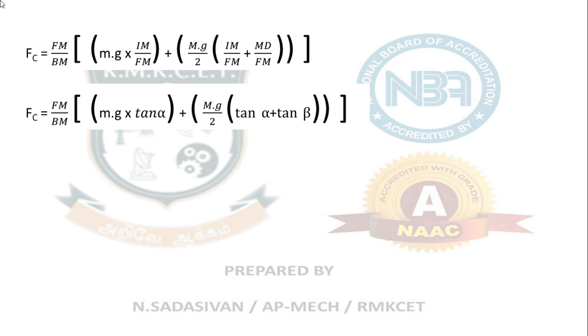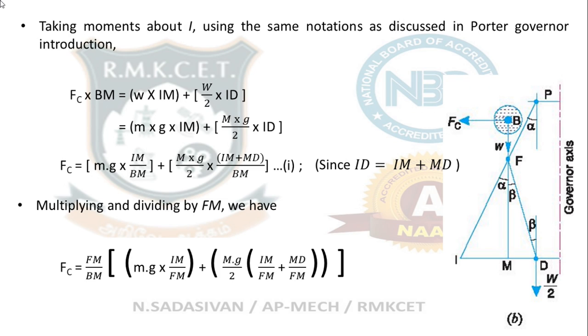So I can write from this diagram what is Im by Fm. Look at this. For this triangle, Im by Fm is tan alpha. Similarly in this triangle, what is tan beta? Md by Fm. Okay. So this is tan alpha, this is tan beta. If you look into this triangle, similarly this is tan alpha. Clear? Any doubts? So I am representing them in terms of trigonometric functions of the inclinations.